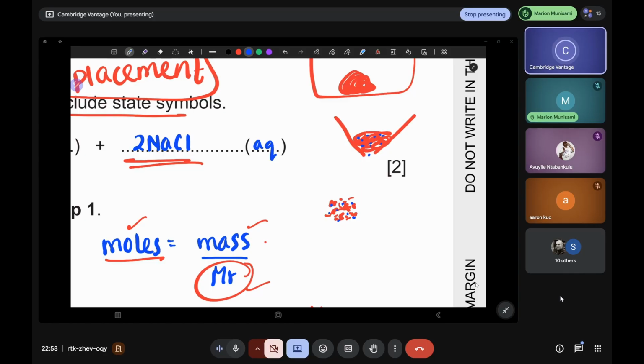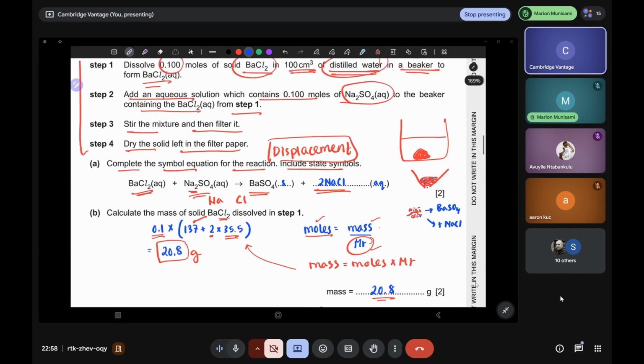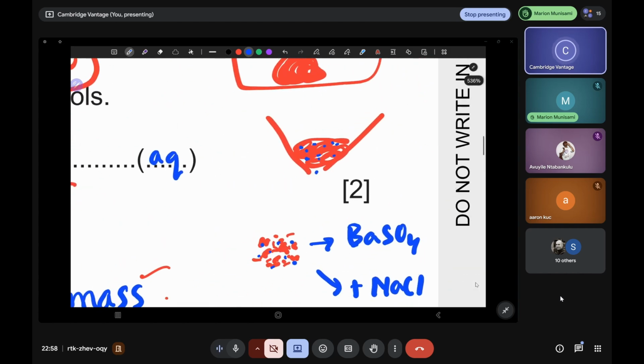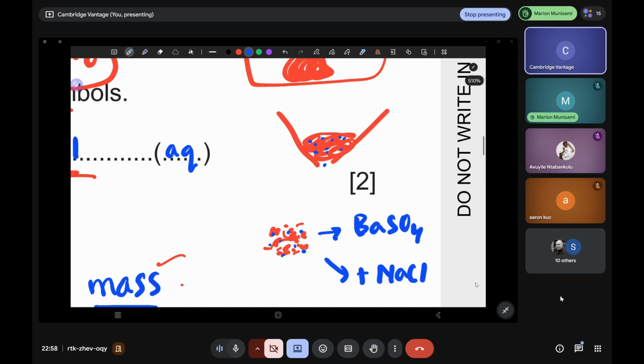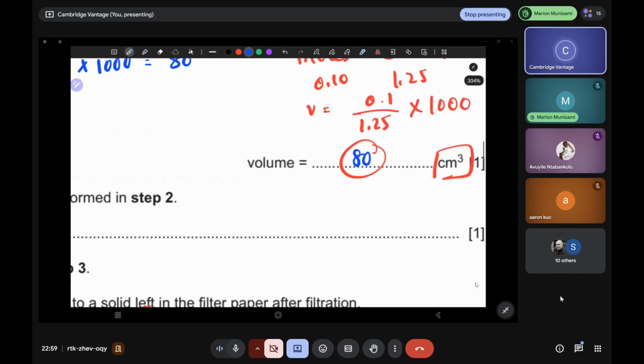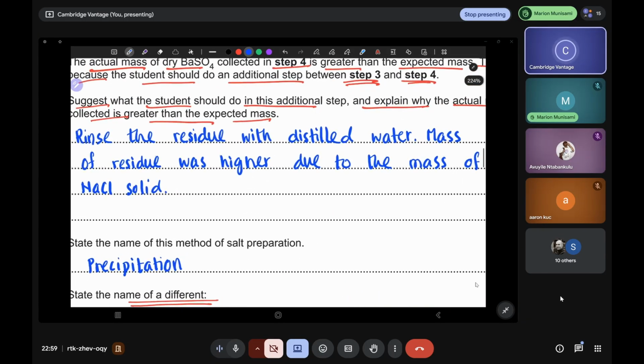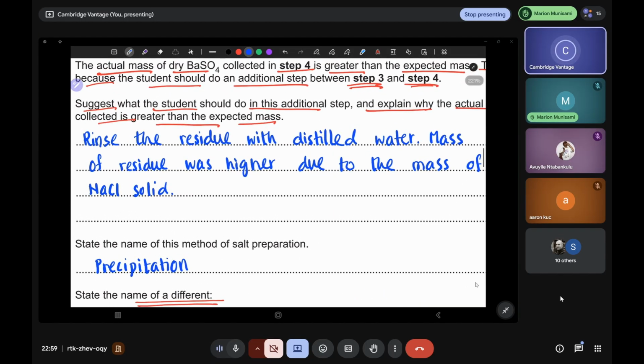Now what happens? You expected only pure barium sulfate, but you also end up with a bit of NaCl. So obviously you're going to get a higher mass than you wanted, right? And that is the entire problem over here. It's the fact that the NaCl wasn't washed away properly, or it wasn't washed at all. That is why the mass of BaSO4 is higher. And now how will you answer this? The answer that I expect you guys to write down is, the step that he missed is rinse the residue with distilled water.